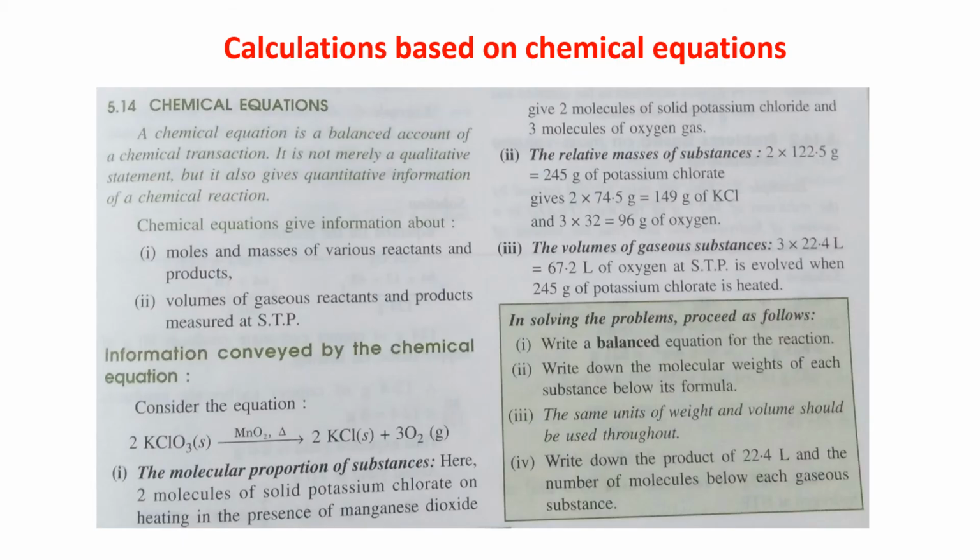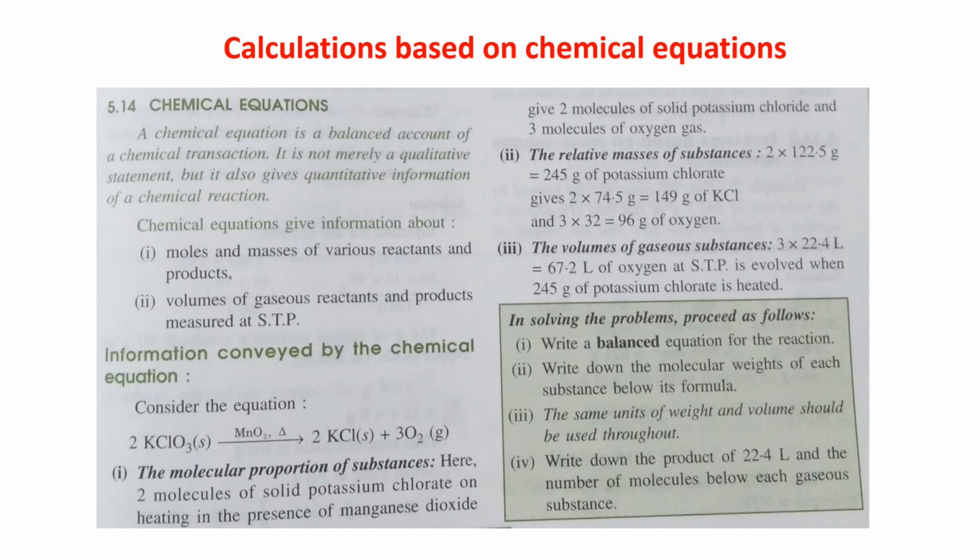Calculations based on chemical equations. A chemical equation is a balanced account of a chemical transaction. It is not merely a qualitative statement, but it also gives the quantitative information of a chemical reaction. Quantitative information, how much? Okay.